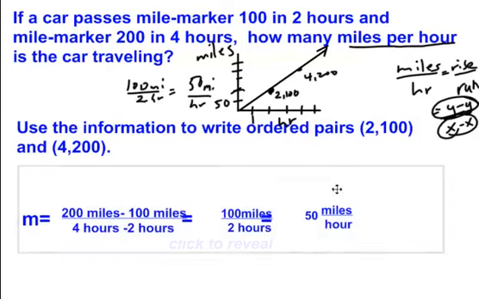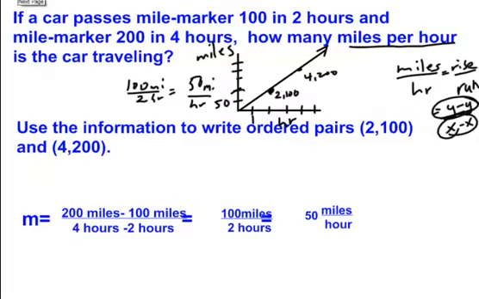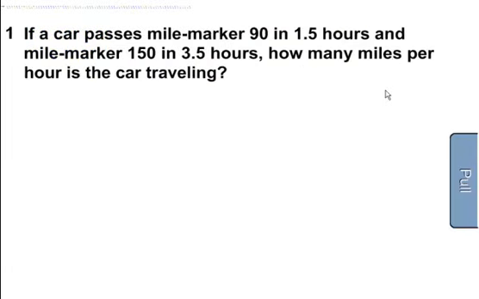Okay? And 50 miles per hour. If a car passes mile marker 90 in 1.5 hours and mile marker 150 in 3.5 hours, how many miles per hour is the car traveling? So here's how I would solve this.